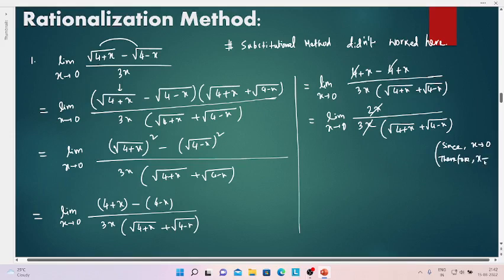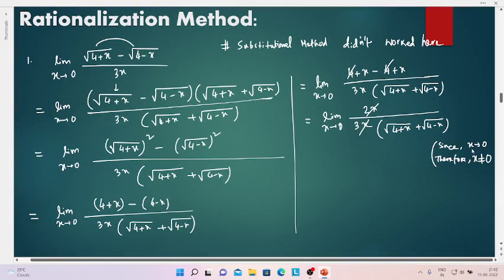therefore x is not equal to 0. So we can cancel that part related to x. So it will become limit x tending to 0, 2 upon 3 times root under 4 plus x plus root under 4 minus x.